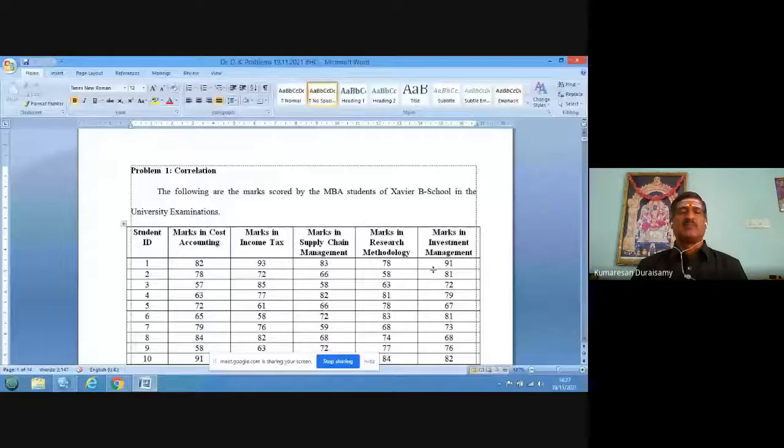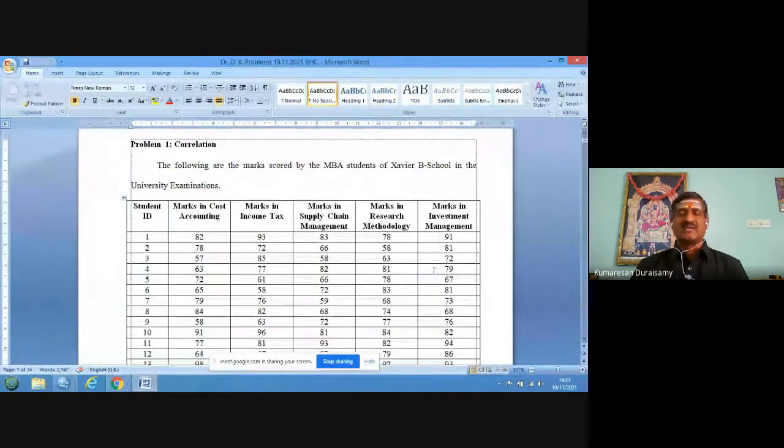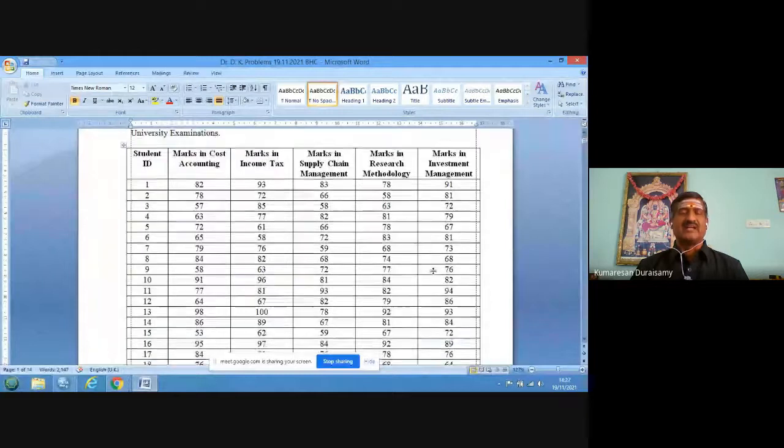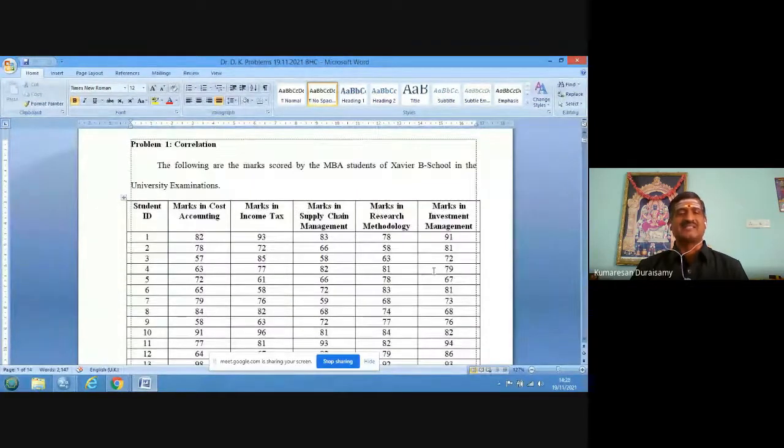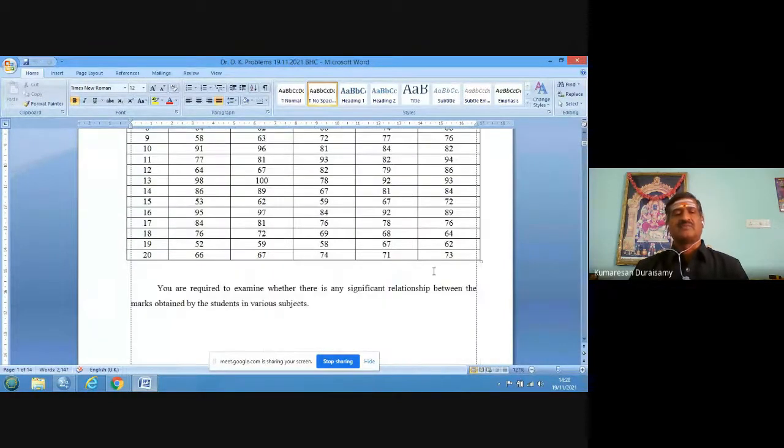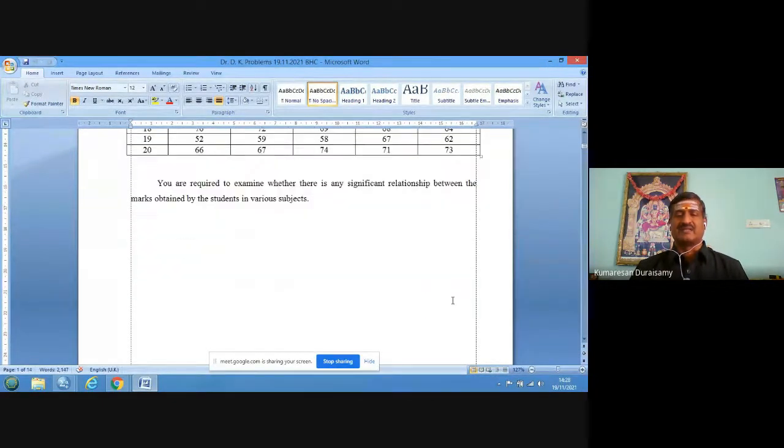See, this is the problem I told you: marks obtained by the MBA students of Xavier B School in university examinations. Marks in cost accounting, income tax, SEM, RM, and IR. Some 20 students have been taken. You are required to examine whether there is any significant relationship between the marks obtained by the students in various subjects. Okay.